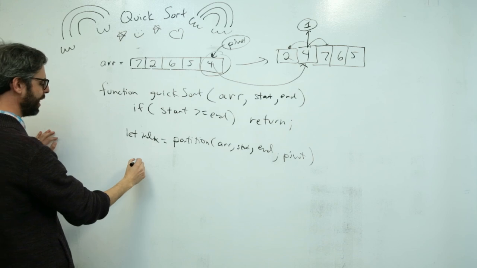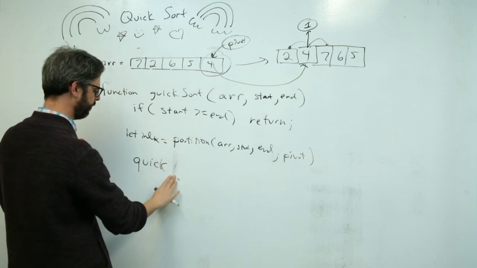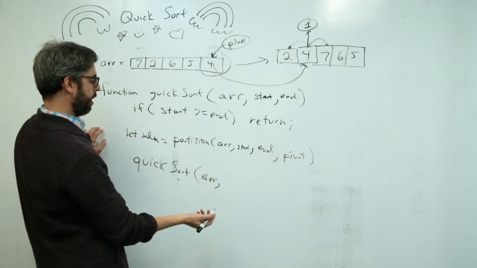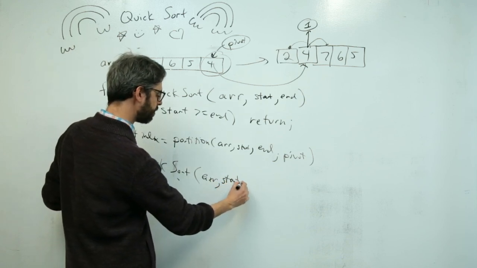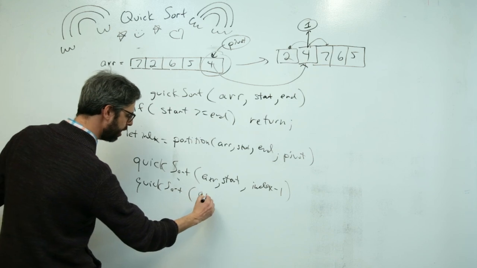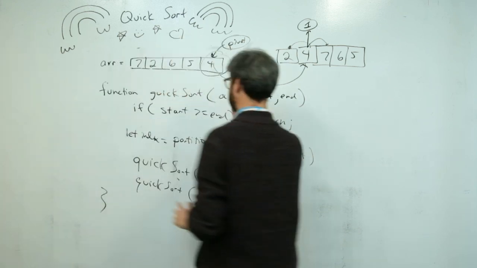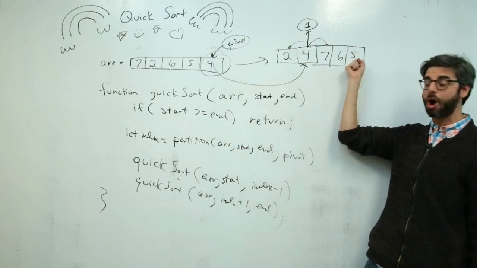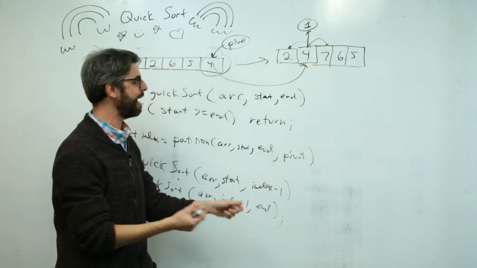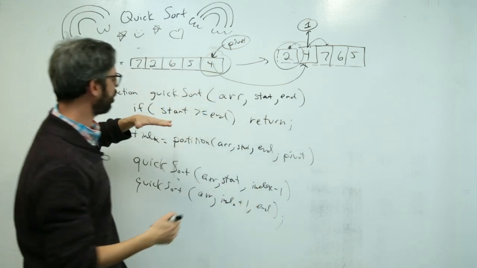Now that I have the index of where the pivot is, I'm going to recursively call quicksort on the array from start to that index minus 1, and also quicksort, dividing and conquering, the array from index plus 1 to end. So basically, these are the steps. We start with the array, we pick an arbitrary pivot, we put everything on one side or the other, we figure out where that pivot ended up, and then we quicksort both sides. This one is done because it only has one element left, so start and end are in the same spot and it will return.